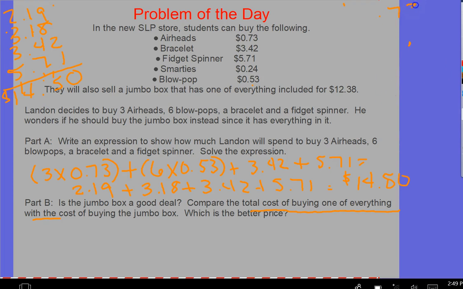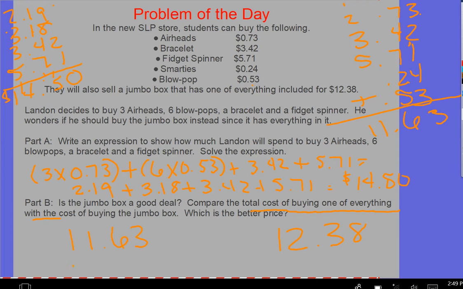I would have 73 cents, $3.42, $5.71, 24 cents, and 53 cents. I'm adding those all together. So 7, 8, 9, 10, 11, 12, 13, 11, that's 14, 18, 20, 25, and I carried a 1, 26, 8, 9, 10, 11. So $11.63 to buy one of each item, and I'm comparing that to $12.38.